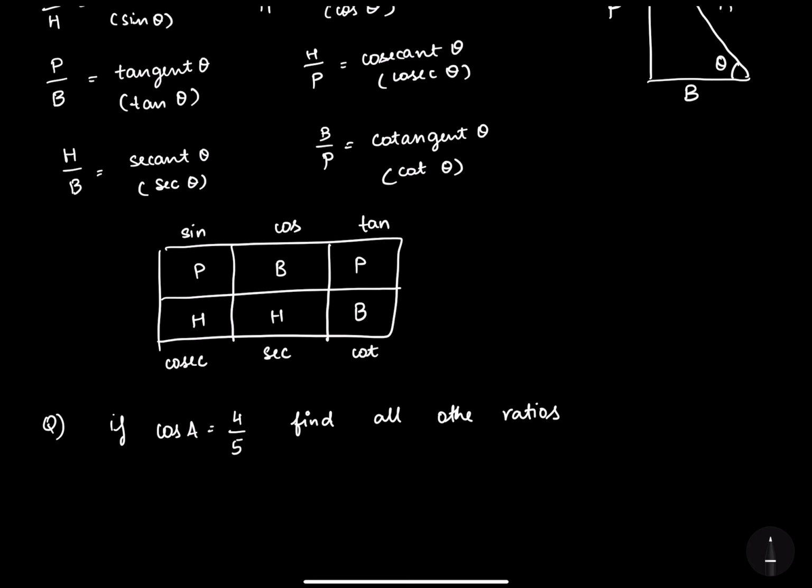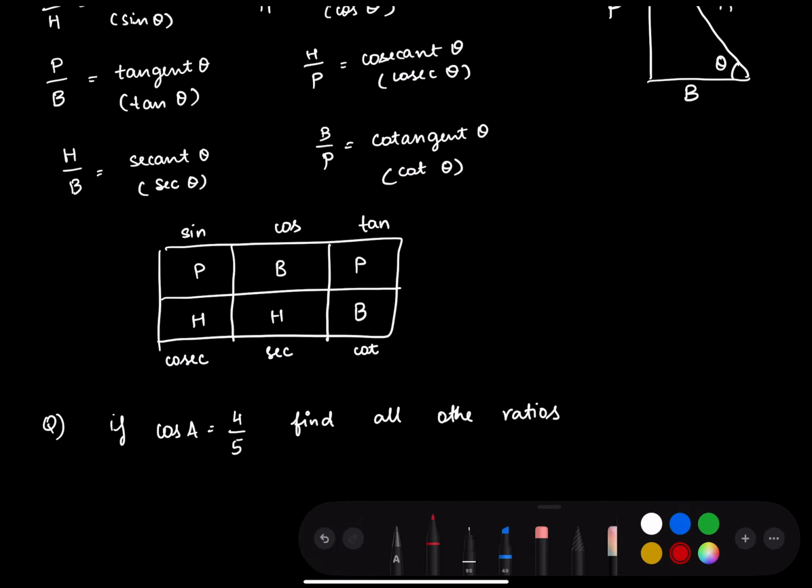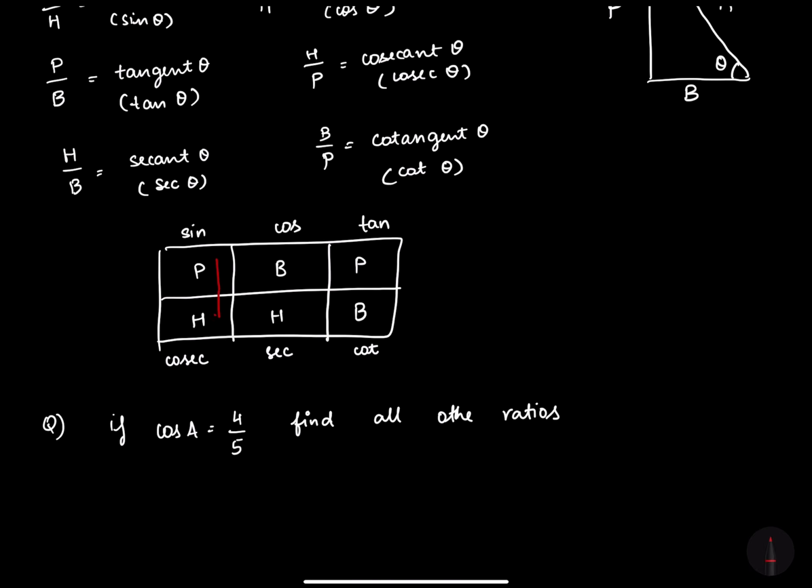Okay, now how do we read it? You can read sine downwards, which is P by H. Similarly, cos is B by H. Tan is P by B. So you understand how to read sine, cos, and tan. Now cosec, sec, and cot. Cosec is H by P. Like this you have to read. Sec is H by B and cot is B by P.